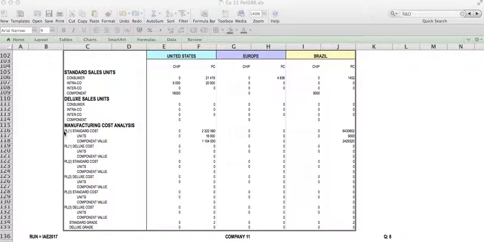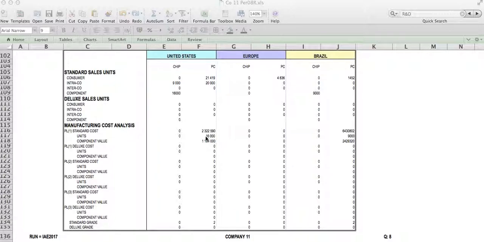Now, if we look at the manufacturing cost analysis, what we see is by plant, PL1, PL2, PL3, that means plant number 1, plant number 2, plant number 3. As you recall, each plant can produce the standard grade or the deluxe grade. And so we will have here the cost of production of their standard grade, the number of units produced, and possibly, when it is the case for PC, the component value, the value of chips in the PC. These guys have only produced standard products, standard PCs, in their first plant, in their plant number 1.